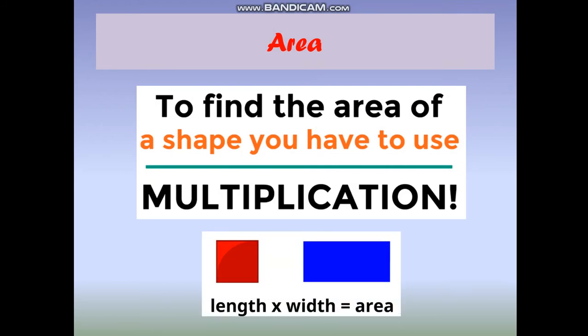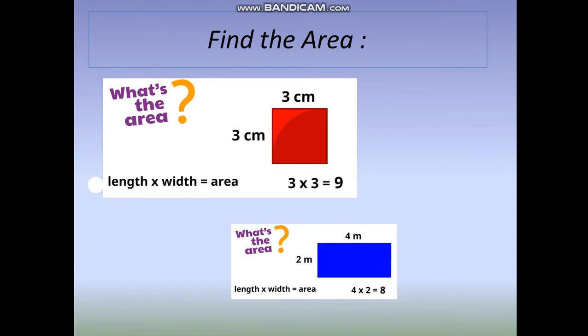Length times width. Actually, we have many different shapes. We are going to take them in grade 5 and up, but in grade 4, we are going to talk about regular shapes and the easiest ones, rectangle and square. We have a kind of question here, find the area. Again, area means length multiplied by width. If I have length here 3 multiplied by width 3, 3 by 3 equals 9 centimeters.